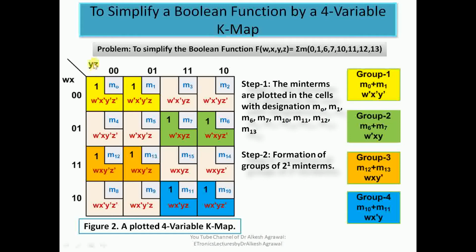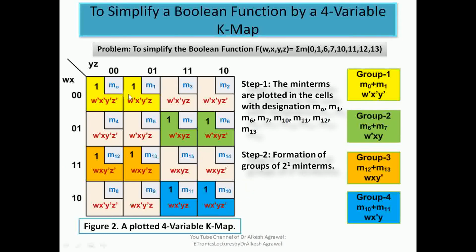So what is the uniqueness in this K-map? We have groups of only 2 min terms. So these 2 minterms can be combined to form one group. These 2 minterms can be combined to form one group. These 2 minterms can be combined to form one group. And these 2 minterms can be combined to form one group.